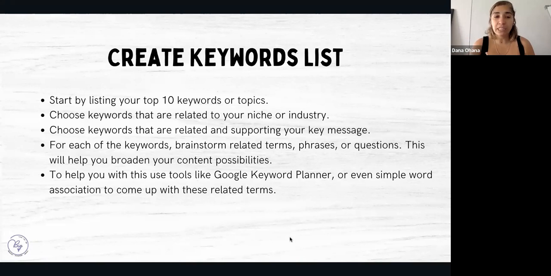So for example, you can start by listing your top 10 keyword topics. Okay. And it's very important to make sure that you're choosing keywords that are related to your niche, to your industry, that are in line with your key message, that support your key message. So maybe as a start, you can even write in one sentence, what is your key message? Okay, write your key message. What is it? Write to yourself, what's my industry? And then start understanding which keywords can be.